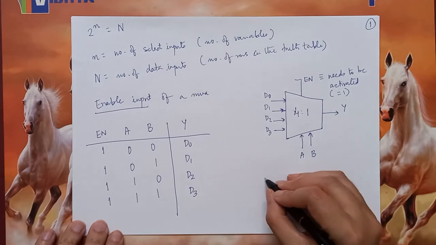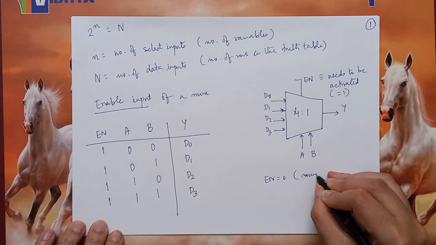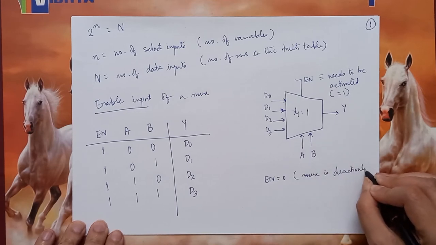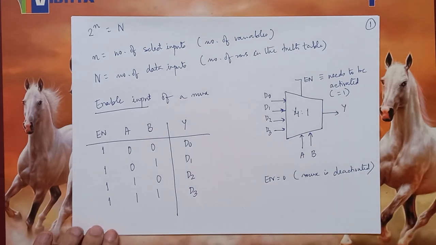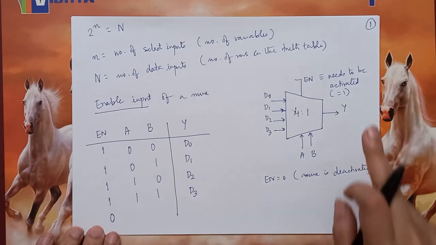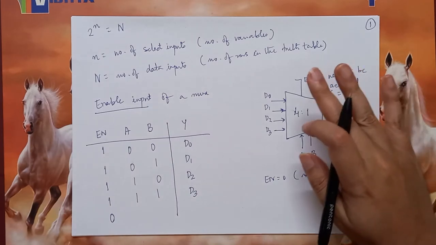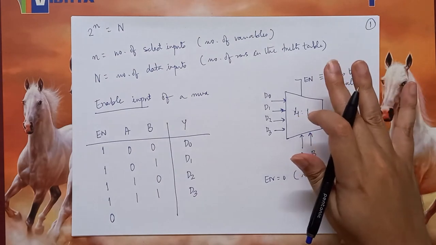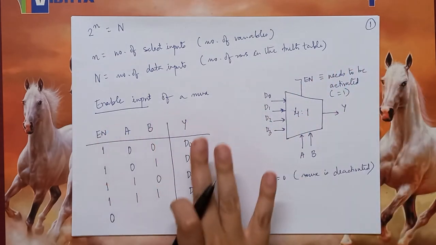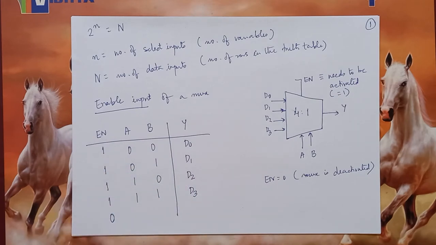Now, suppose EN, we make it a 0. That means the mux is deactivated. So suppose we make enable 0; this indicates deactivation. Then how will the mux behave? Now that is a big question. When the enable is activated, the mux essentially works just the way we expect it to work, in exactly the same manner as we discussed in the previous lecture. But when EN becomes 0, the functionality of the mux gets inhibited.